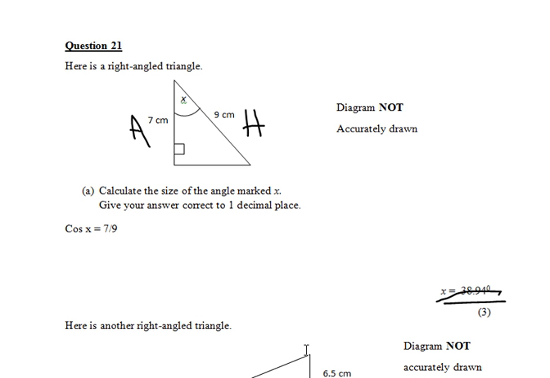So question 21 is trigonometry. You label the sides involved. We've got hypotenuse and we've got adjacent. So we're going to use CAH. We're going to work out the angle. So cos angle equals 7 over 9. And then we inverse cos 7 over 9. And the answer would be 38.94.